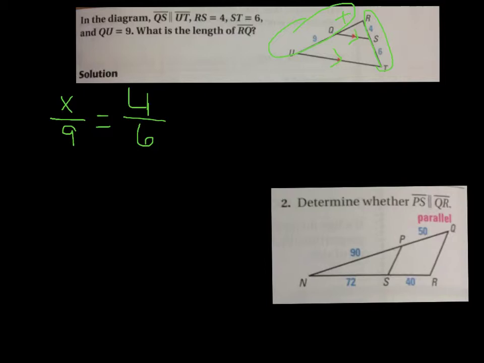Now we're going to cross multiply to solve the proportion, so I cross multiply and I have 6x equals 36. When I solve, I get x is 6.